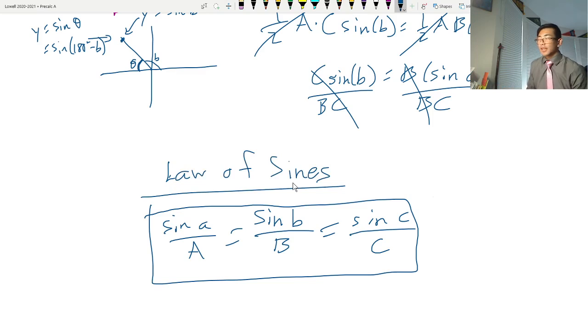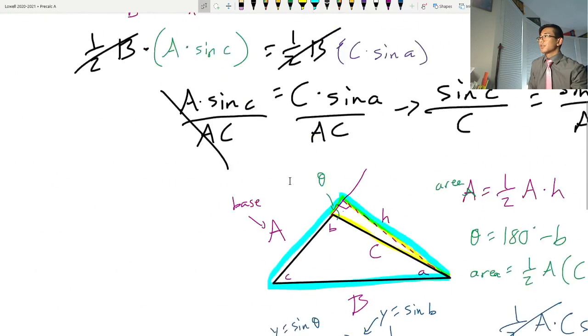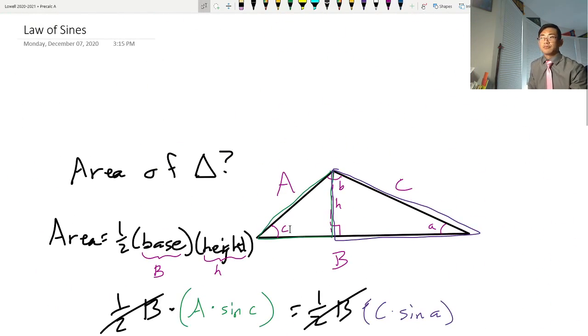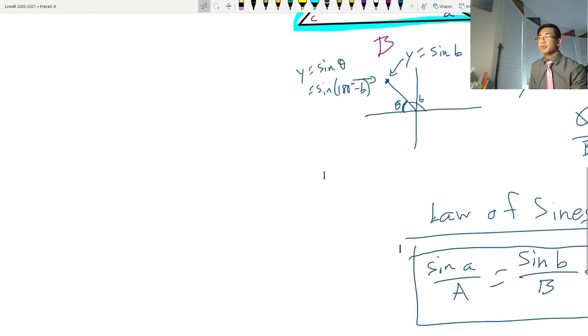Okay. And it all came about just because you could look at the area of a triangle in a number of ways. You could rotate it and look at it with A being the base, B being the base, or C being the base. As long as we know a little bit of trig, we can solve this without much problem.